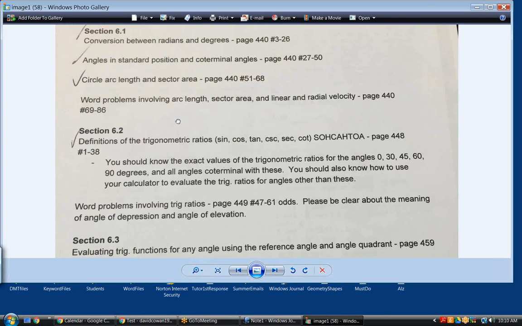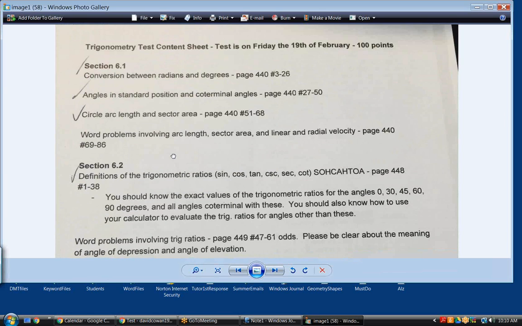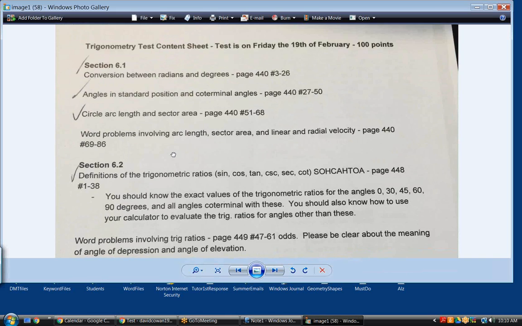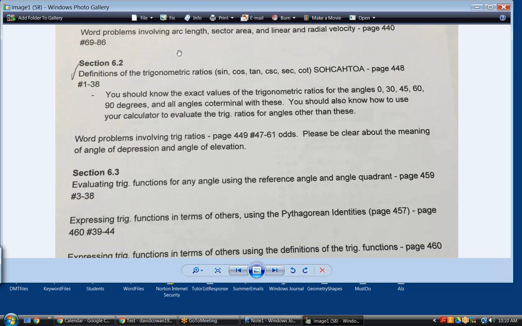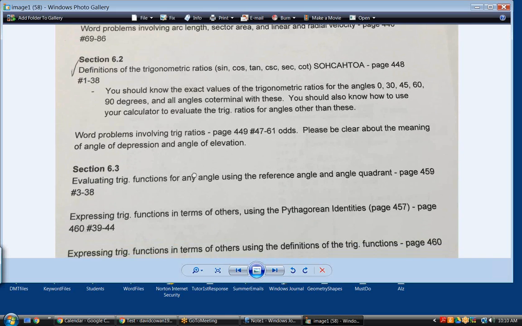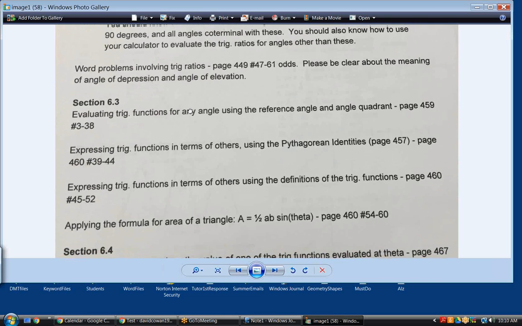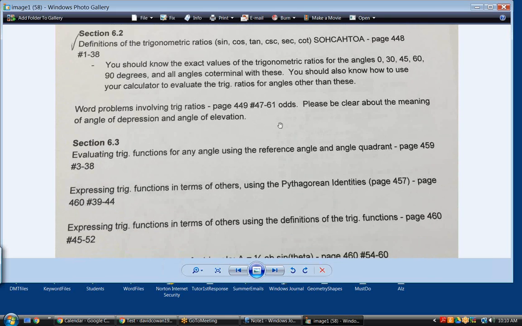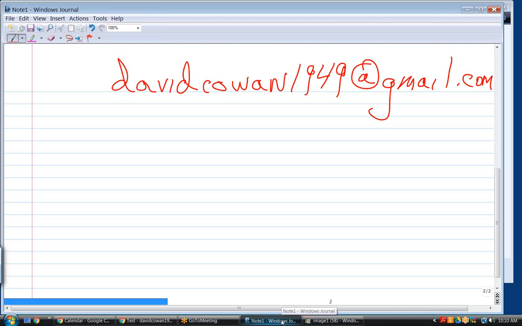Okay. So the check mark means what? You're good? Check mark means yes, I know what I'm doing. But when I sent that, I didn't go through all the things yet. So I know evaluating trig functions for the reference angle and angle quadrant. Let me give you just a quick test on that.